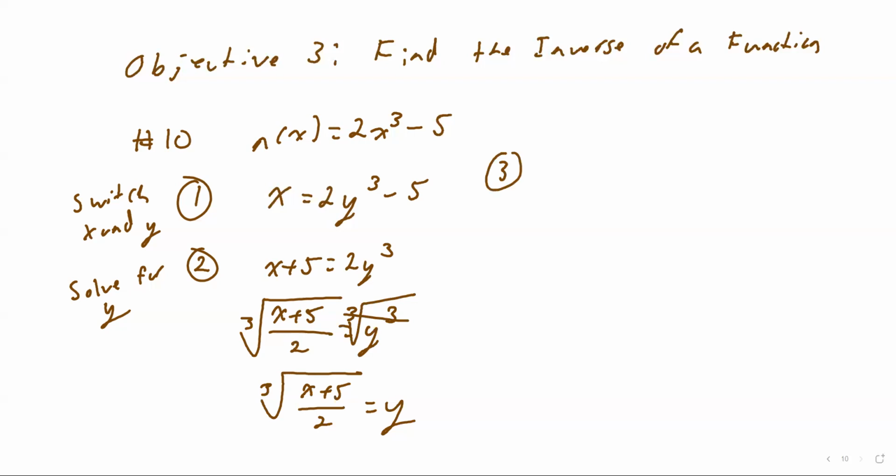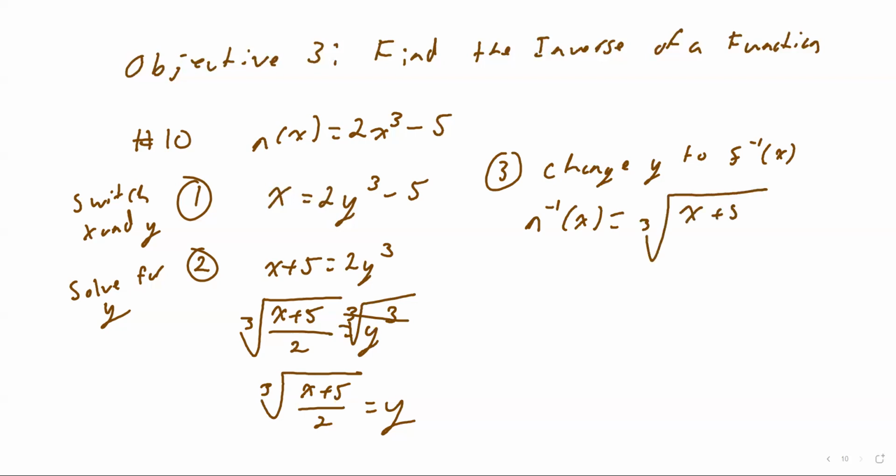Third step. Super easy. Change y to the inverse notation. So in this case, it'd be n negative 1 of x. So this becomes n negative 1 of x equals what you just solved. So that is the correct answer. You have to show the negative 1, indicating that this guy is the inverse of the original guy. Questions? Concerns?